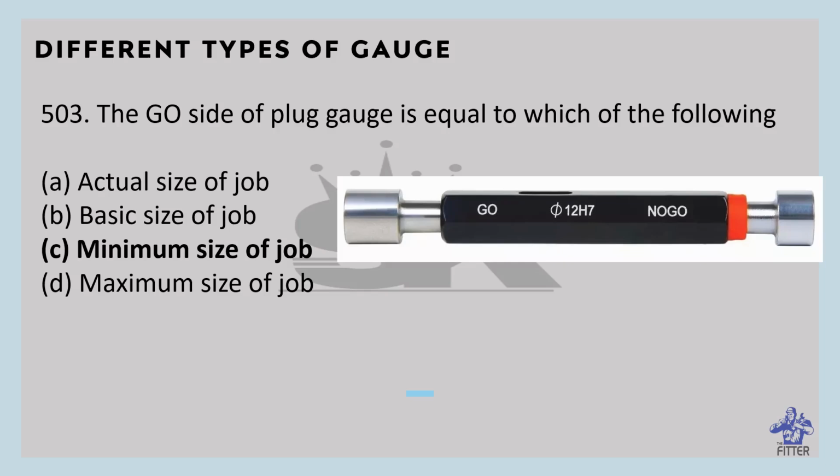The double-ended plug gauge is used to check the size within limits. At one end there is a minimum size of limit which is called go. You can see here in the image. And at the other end there is a maximum limit of size which is called the no go end. These ends can be detached from the handle and replaced as per requirements.